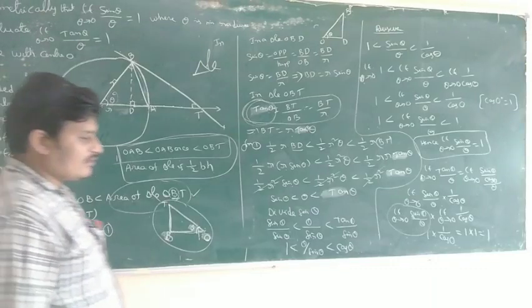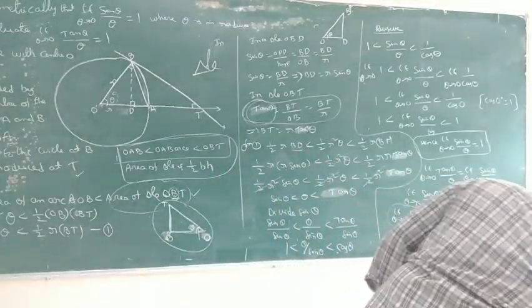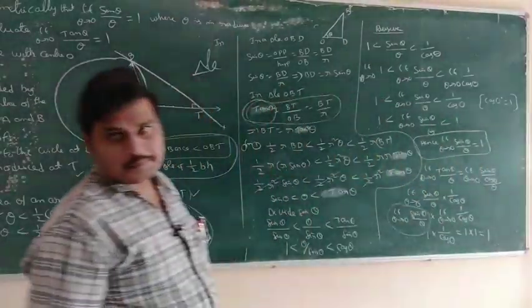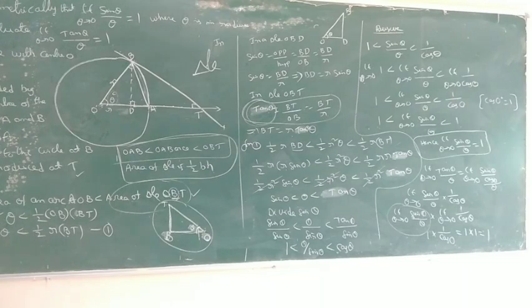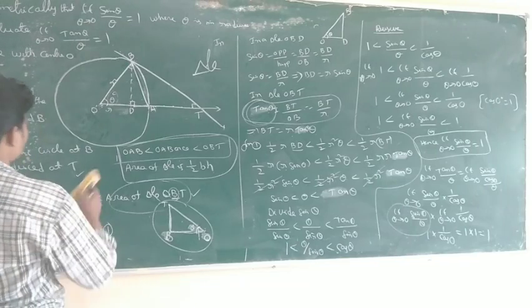This is a very, very important theorem, a compulsory theorem. The main thing is here, this is the main thing. The diagram is no problem. So how to draw the diagram? First, once again.